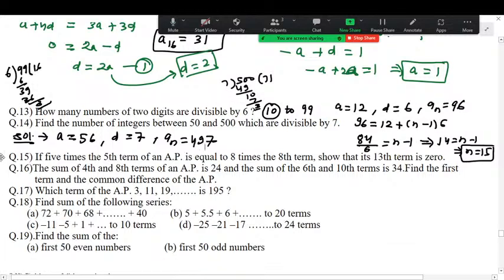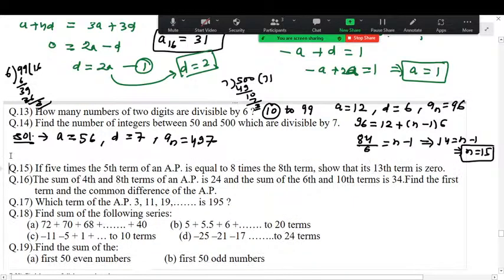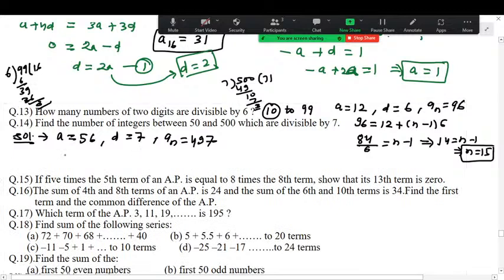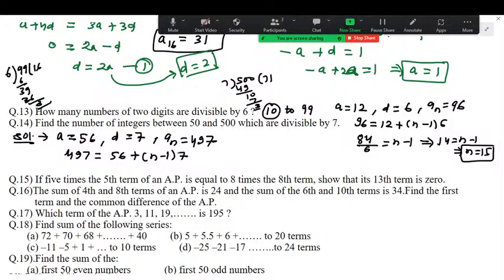Can you find out the value of n? In the same manner, an is equal to a plus (n minus 1) into d. You just apply this formula and simplify. Tell me the result.